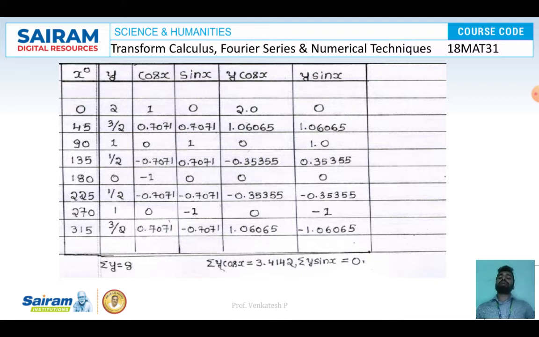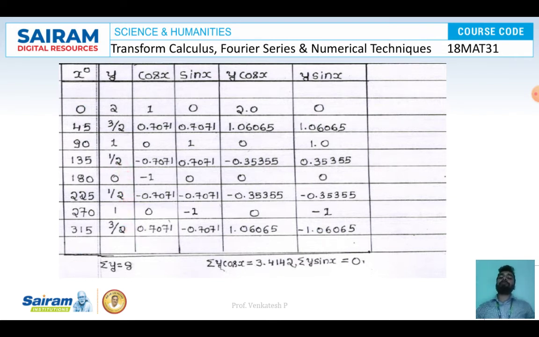First take all the x data. X in degrees is 0, 45, 90, 135, 180, 225, 270, 315. And take all the y values with respect to all the x values, that is 2, 3 by 2, 1, 1 by 2, 0, 1 by 2, 1, 3 by 2, as given.